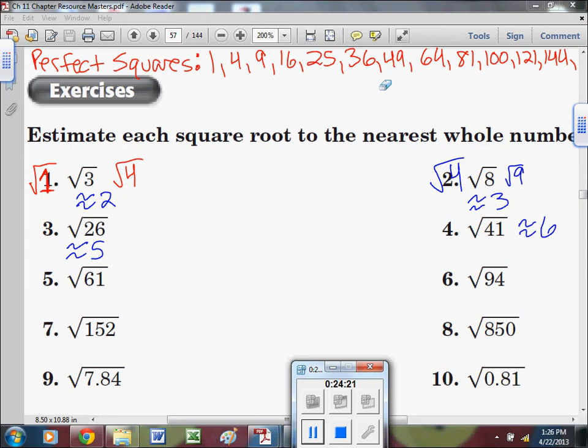Now, to make sure you're not crazy, like I said, if you have any doubt, go ahead and take the square root real fast with your calculator. 41 square root, you get 6.40. That rounds down to 6, so we're good there.